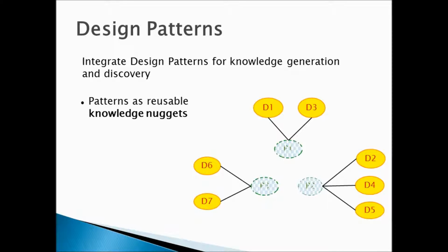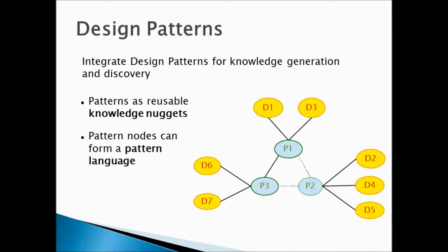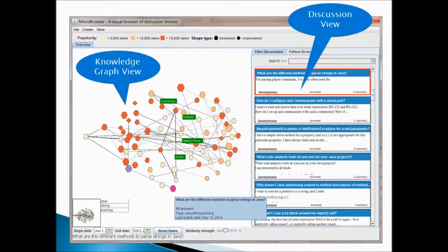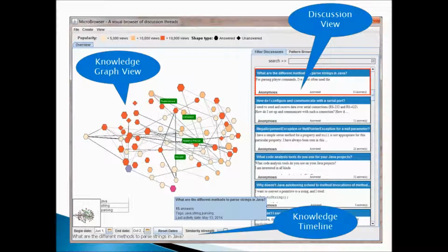The pattern nodes serve as insightful, reusable knowledge nuggets. Pattern nodes can be associated with each other to create a pattern language. The pattern nodes also provide context and actual examples of reusable knowledge by the connections with corresponding discussion nodes in the knowledge graph. MicroBrowser has three main components: the knowledge graph view, the discussion view, and the knowledge timeline. Let us now take a look at the application.